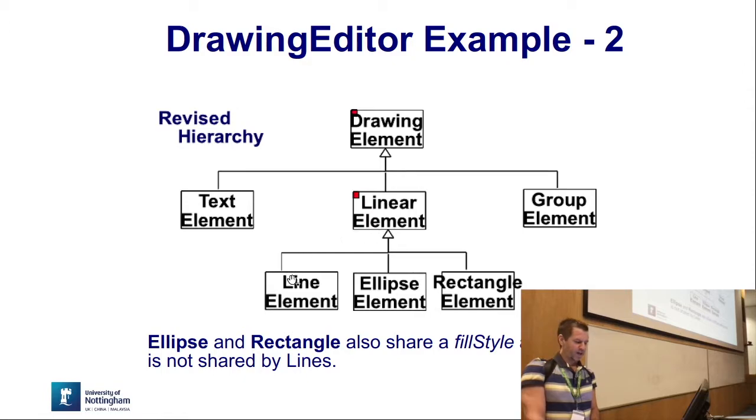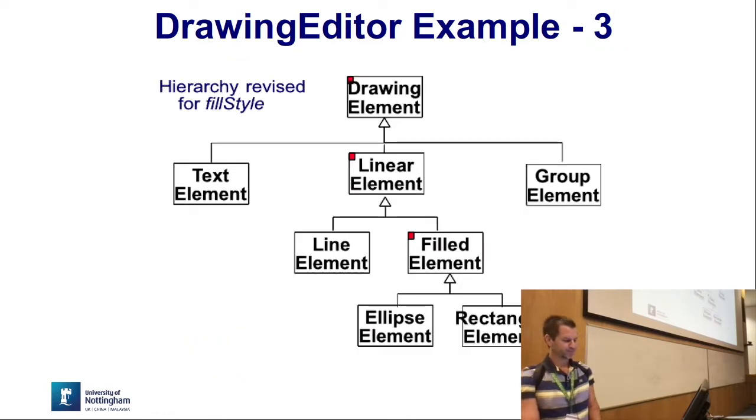And if we look at line element, ellipse element, and rectangle element, well, ellipse and rectangle have something in common because they both have areas. A line doesn't have an area. It has a length, but it doesn't really have an area. So we might want to add that responsibility into an abstract class as well. Ellipse and rectangle share a fill style attribute that is not shared by lines, right? If you have an ellipse or a rectangle, you might want to fill it with a color or a texture or some sort of a pattern, right? So that's going to go into another class that's not a shared responsibility with line elements. So that's what it looks like.